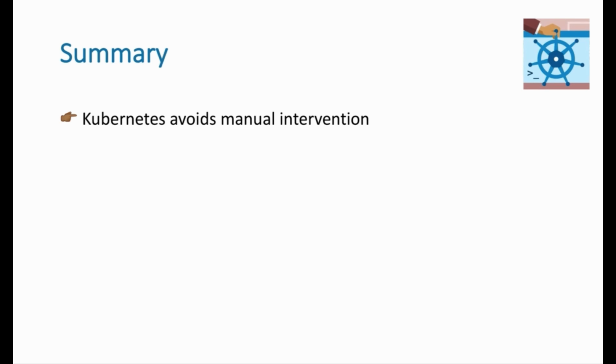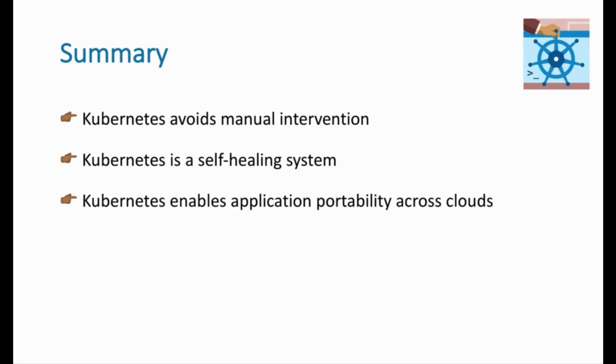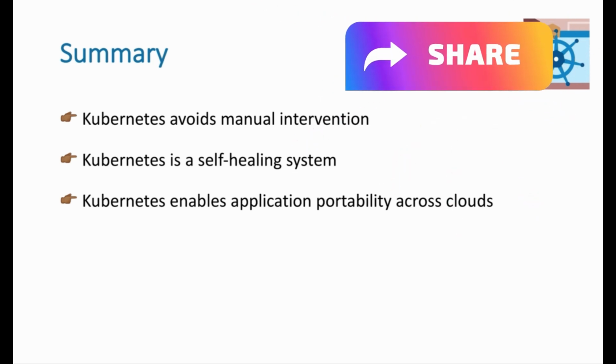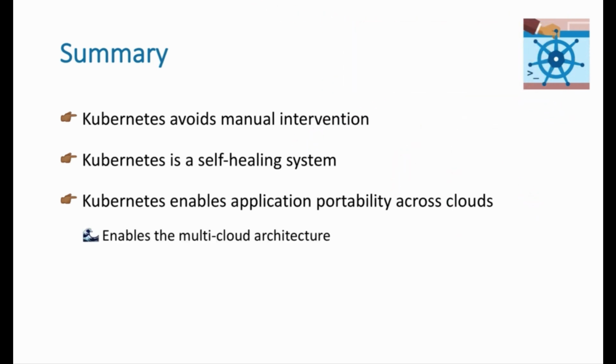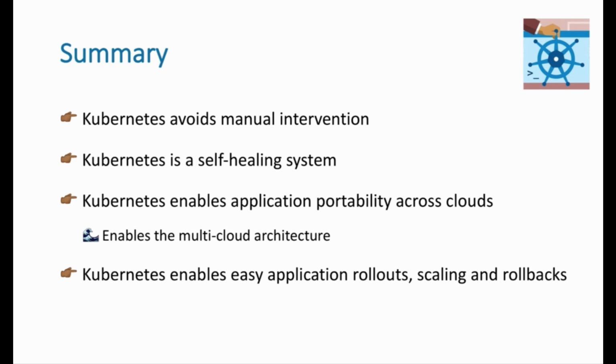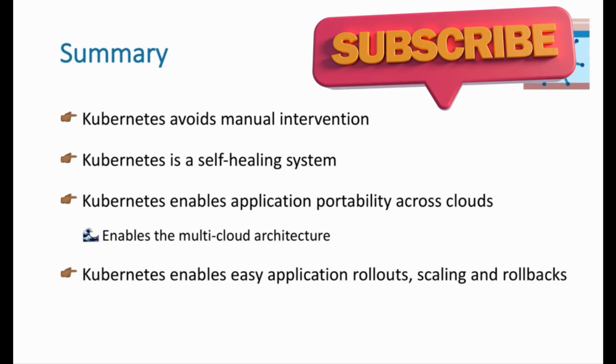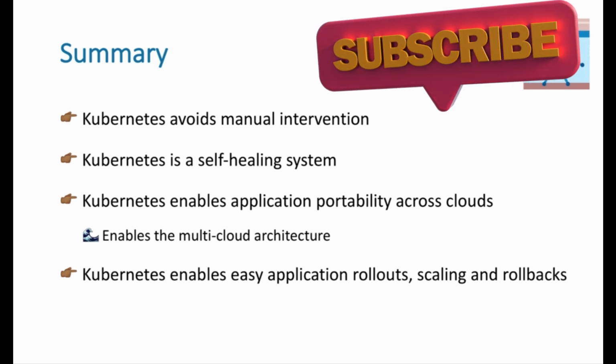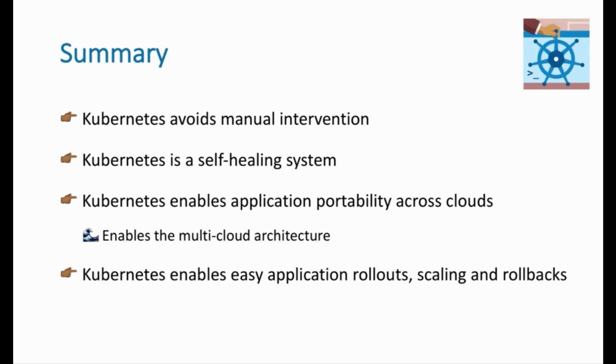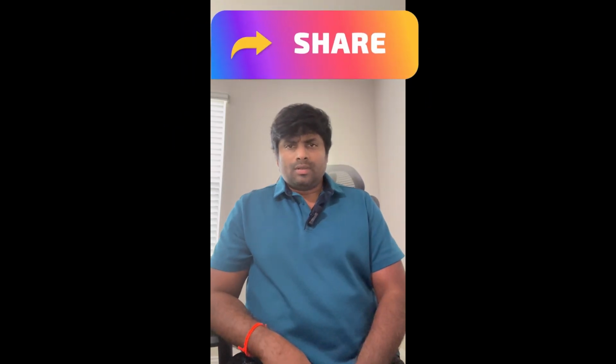First, it avoids manual intervention. Kubernetes is a self-healing system because it continuously takes actions to reliably and quickly repair the system and return it to the desired state. Kubernetes can enable application portability across the various cloud environments, and it supports multi-cloud architecture. Kubernetes has built-in mechanisms to enable easy application rollouts, scaling, and rollbacks. So now you understand the benefits of Kubernetes. This is the lesson about the benefits of Kubernetes.